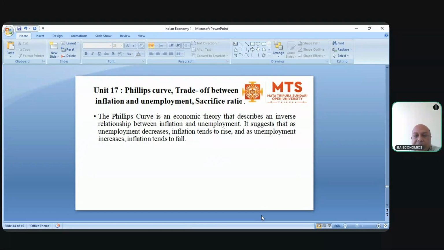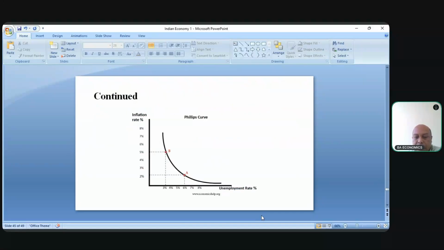The Phillips curve you can discuss with a simple diagram. Here you see the Phillips curve basically goes downward. It means it has a negative slope. It looks like a demand curve or indifference curve. It is downward, but it shows the relation between the inflation rate and the unemployment rate. So you can say the Phillips curve is a curve which shows the relation between the inflation rate and the unemployment rate.